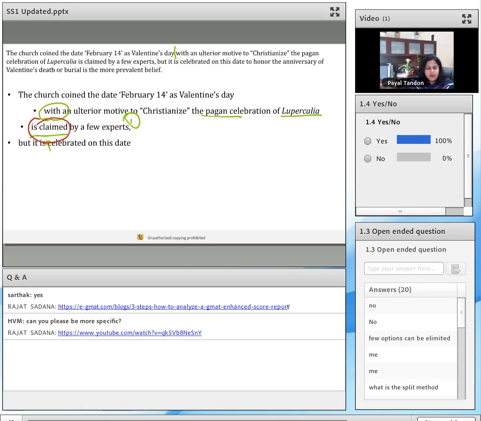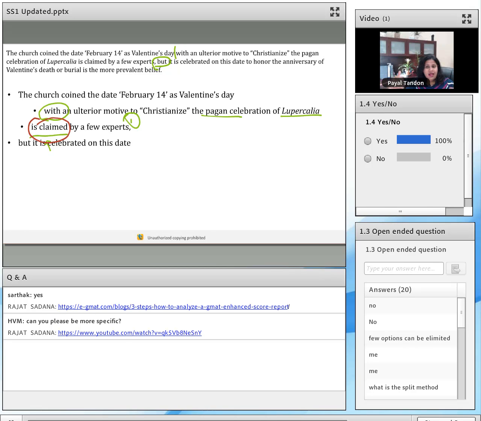But it is celebrated on this date. Now I see the word but. Now whenever I see the word but, it should tell me that, okay, there is a contrast here. There is a different meaning or a different direction of the sentence. So let me now read it. But it is celebrated on this date. So okay, I understand that the author gave views of a certain set of experts who thought that the church designated Feb 14th as Valentine's Day with this intent, but it is celebrated on this date.